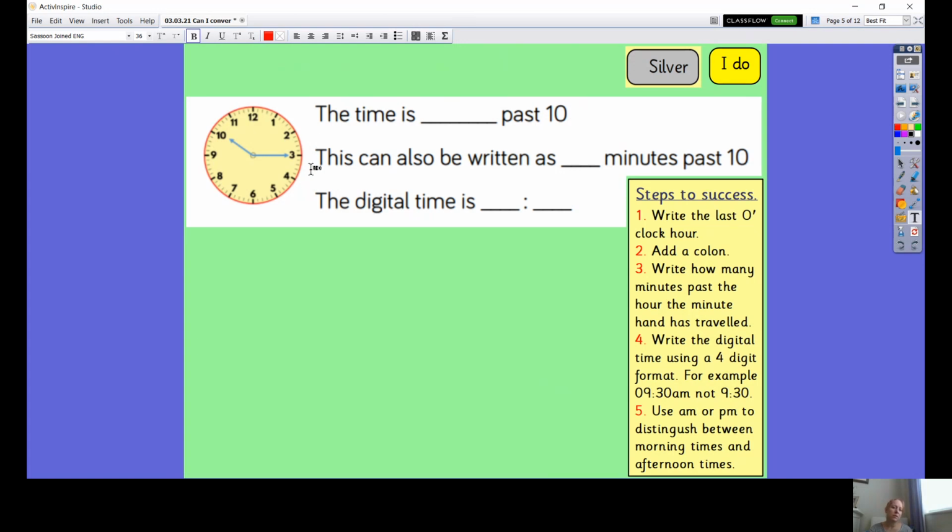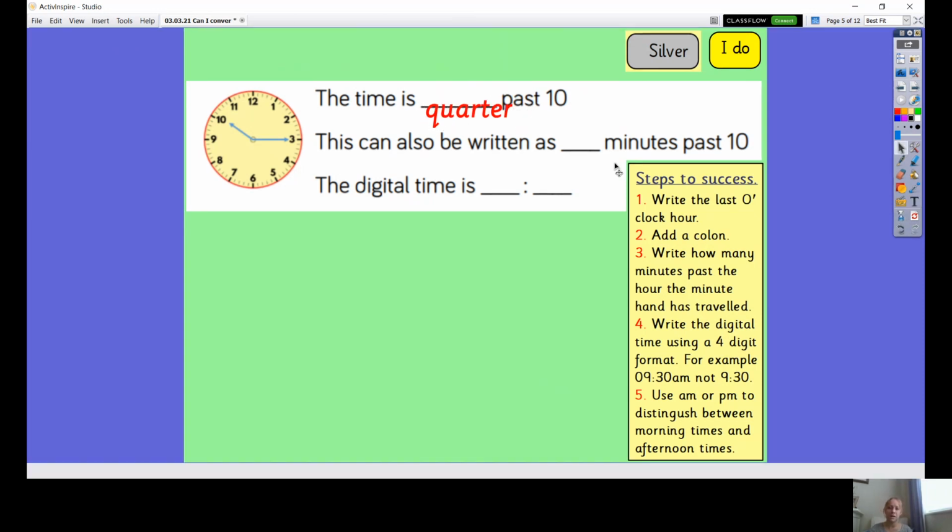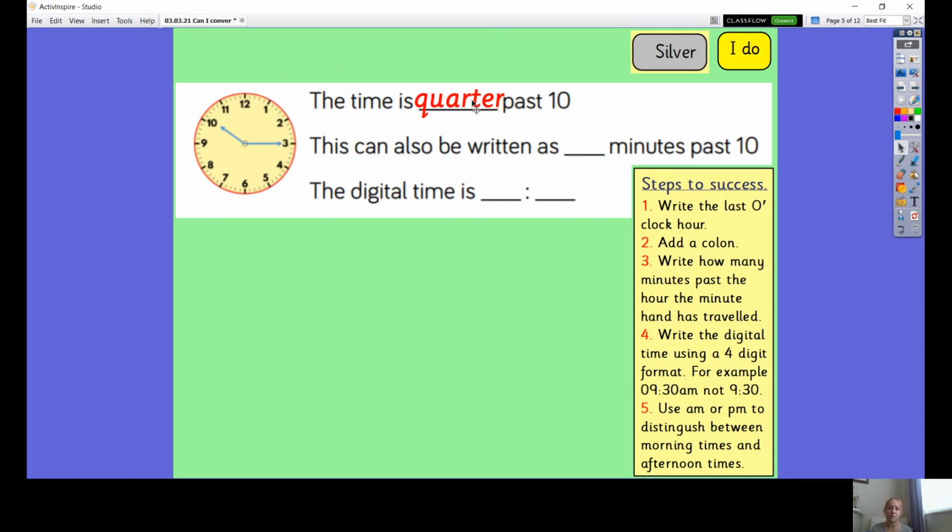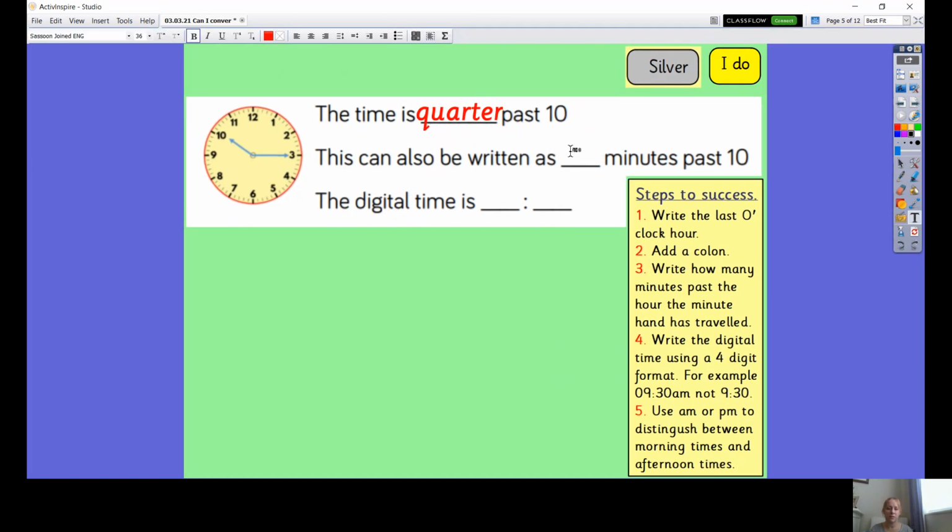But we don't say 15 minutes past 10 very often, do we? Because I can see that this is a quarter turn around the clock. That minute hand started on the 12 and it's moved a quarter turn around the clock. So we often say, if you remember from our earlier lessons, the time is 10:15. Okay, I can see that, just squeeze that in there. And as I've already said, that's 15 minutes. So it can also be written as 15 minutes past 10.